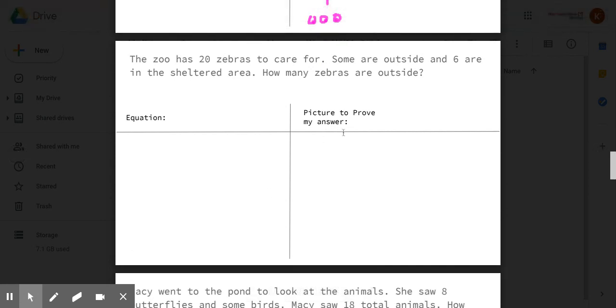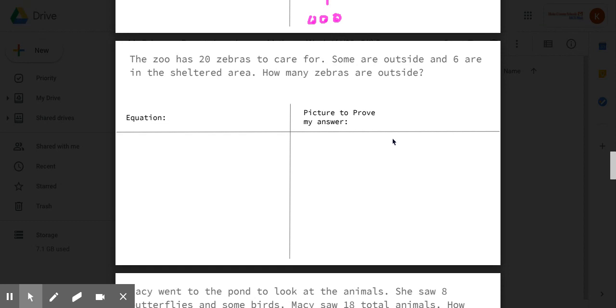So this one we are going to do together. So I'm going to read the word problem for you. We're going to create an equation together, and then I want you to draw a picture to prove your answer. The zoo has 20 zebras to care for. Some are outside and 6 are in the sheltered area. How many zebras are outside?